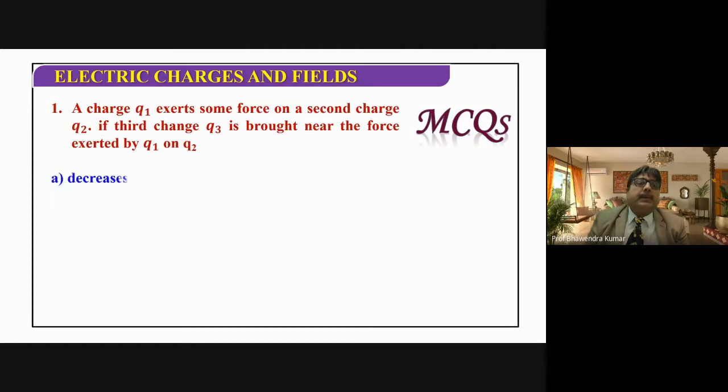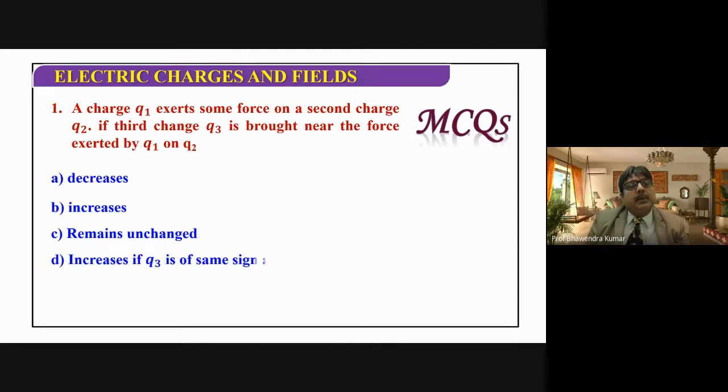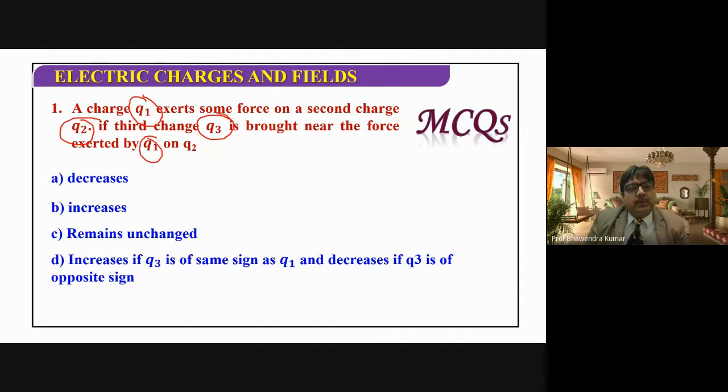Okay. So try to read this question. A charge Q1 exerts some force on a second charge Q2. If a third charge Q3 is brought near, the force exerted by Q1 on Q2, what will happen? Will it decrease? Will it increase? It will remain unchanged. Yes, that is called the superposition principle. The force between the two charges remains unchanged whether any other charge is present or not.